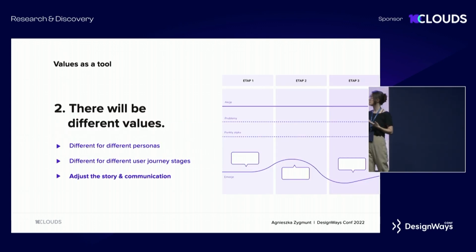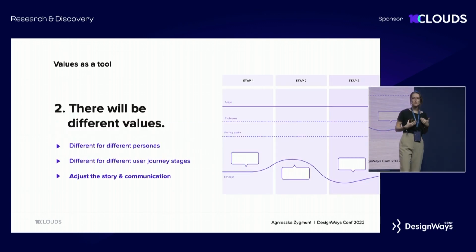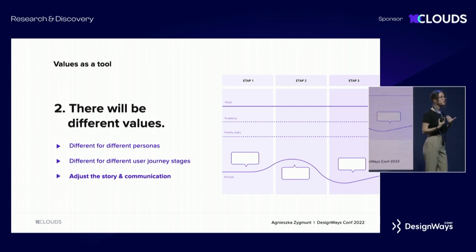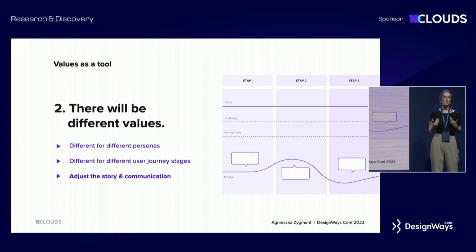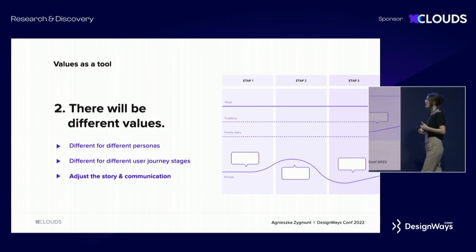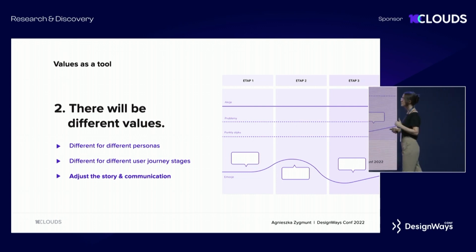And when you have these different values, just adjust the story and communication. We are not able to go with only one communication in every stage with every value for every persona. We have different personas, we have different values on different user journey stages, so we need to adjust the story.